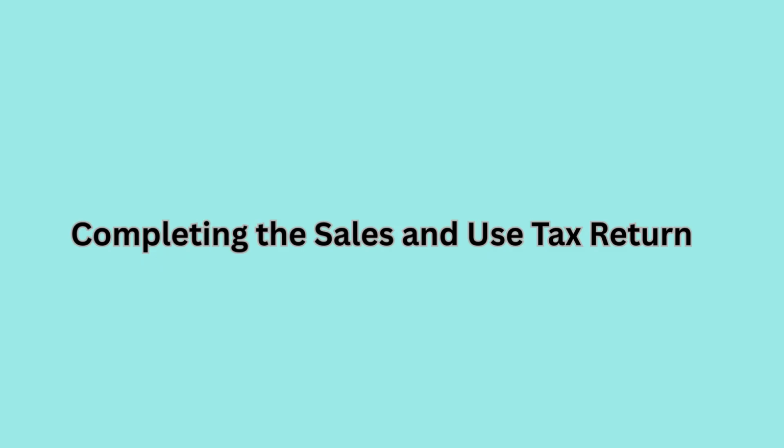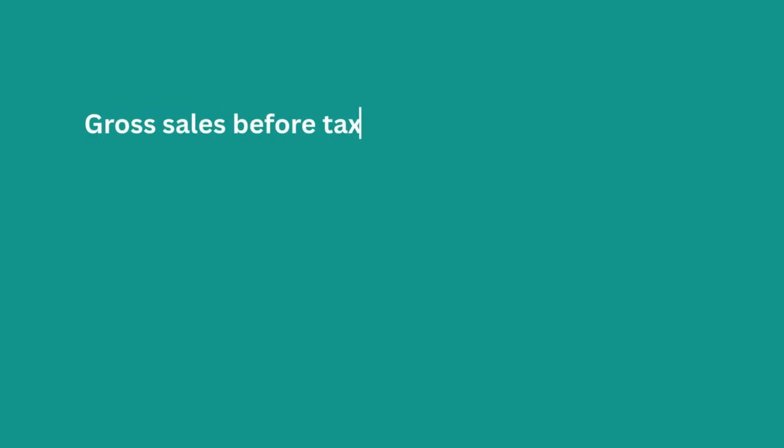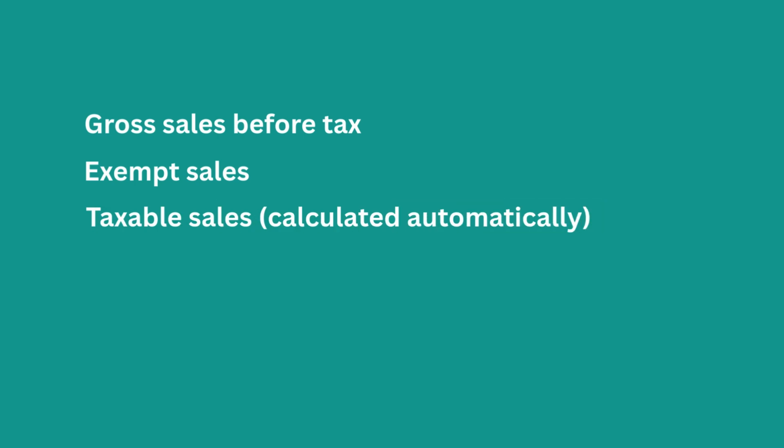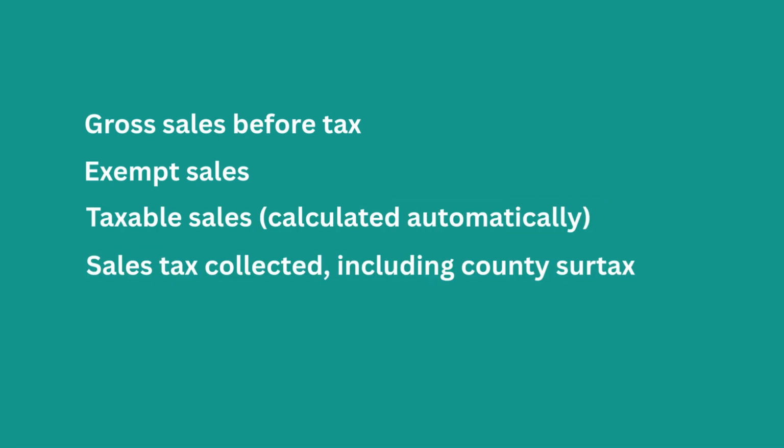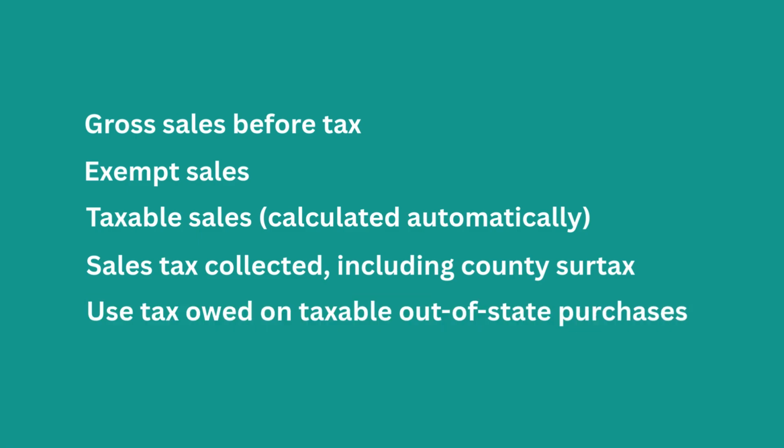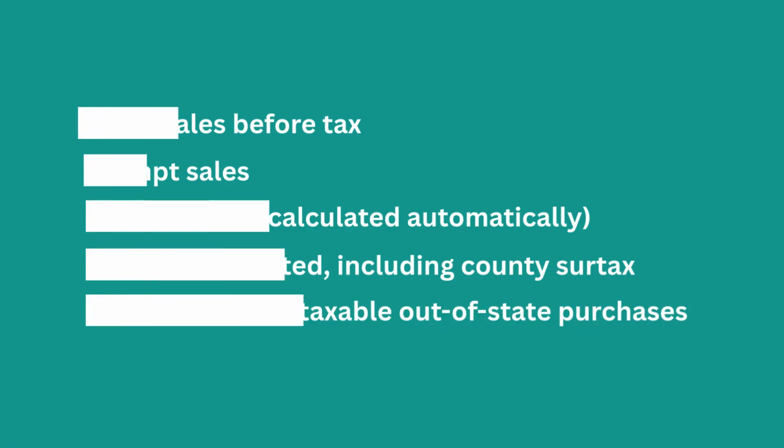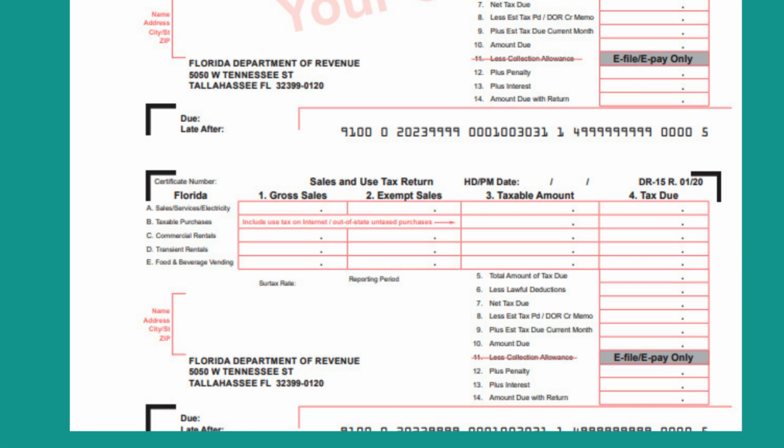Completing the Sales and Use Tax Return. When filling out Form DR-15 online, you will enter gross sales before tax, exempt sales, taxable sales (calculated automatically), sales tax collected including county surtax, and use tax owed on taxable out-of-state purchases. Some fields will calculate automatically, but you should still review all entries carefully.